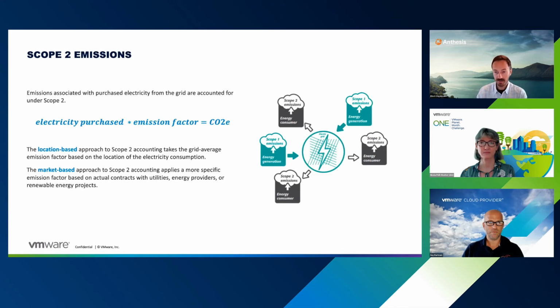There are two ways of calculating scope 2 emissions. There's the location-based method, which is what I just described, where you're not necessarily specifying where you're getting your electricity from. You're just saying, well, we're pulling from the grid, so whatever the grid emission factor is, that's going to determine our emissions from electricity. The other method is called the market-based method.